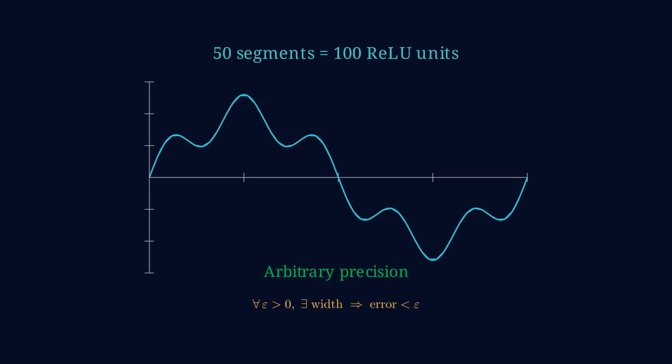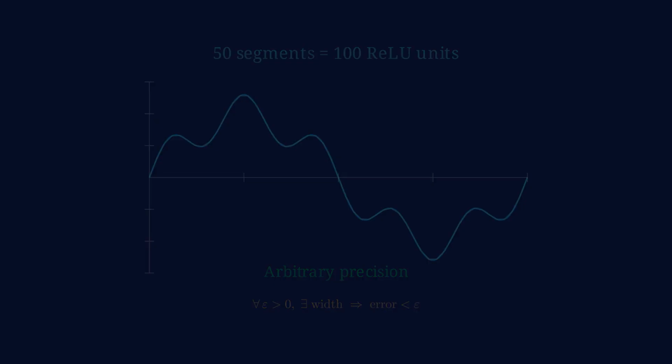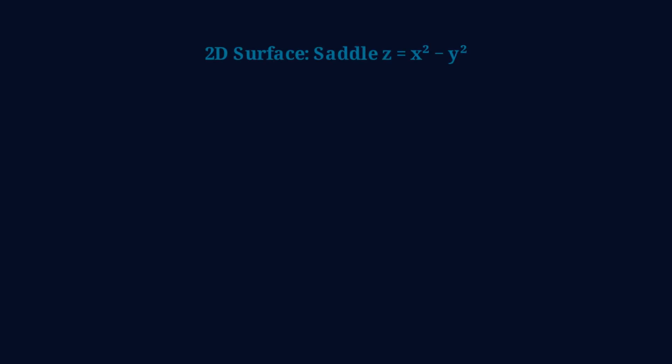For any epsilon, there's a width, a number of neurons, that gets you within epsilon. The theorem says that width exists. The same idea works in higher dimensions.